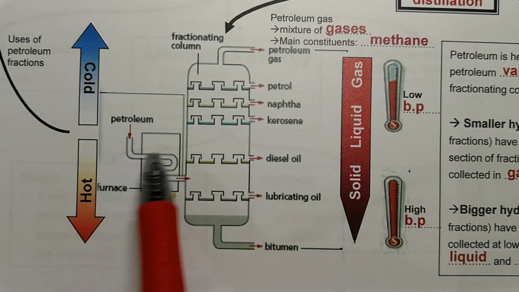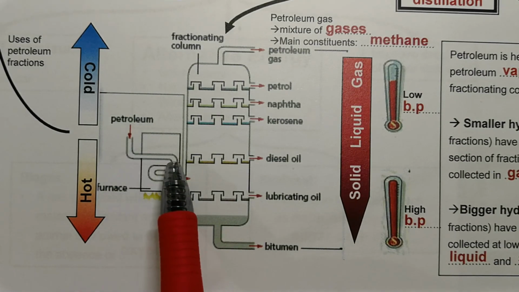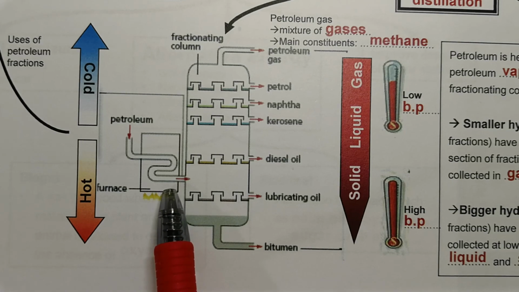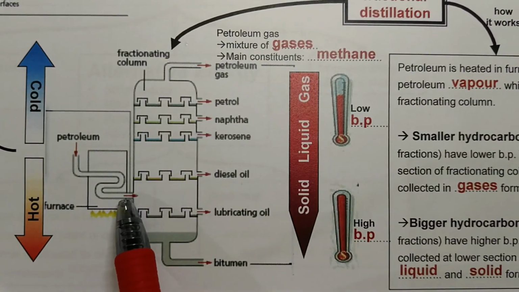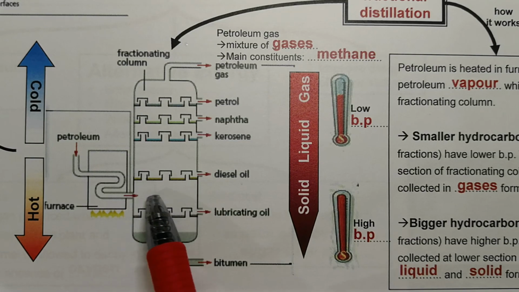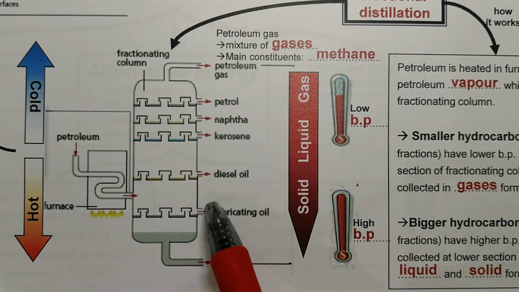First thing, petroleum is heated. Petroleum is in liquid form, and it is heated in a furnace. When it is heated, the petroleum will become petroleum vapor. It will enter this fractionating column.